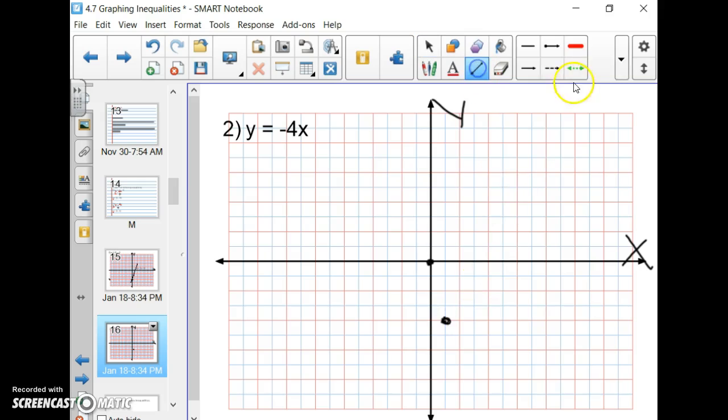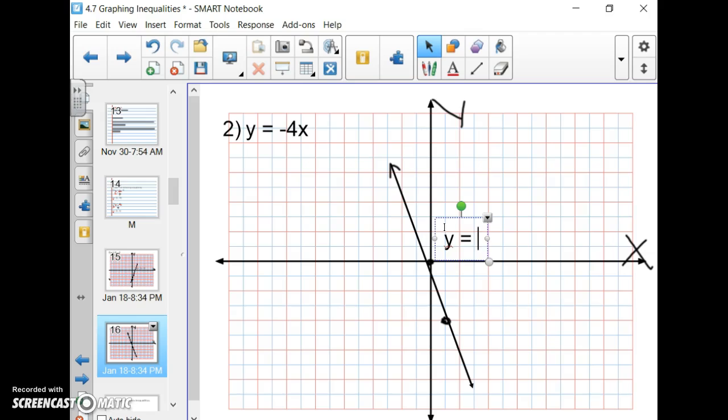Alright, and then again, I'm going to do my line. Hopefully it's still the double arrow. And it isn't, so I'll have to change it later. Let's go ahead and try to draw them in. And 1 arrow on this side. So again, you start at the y-intercept and you go with the slope next to get the second point. Alright, and I'm going to go ahead and label this. This is y is equal to negative 4x.